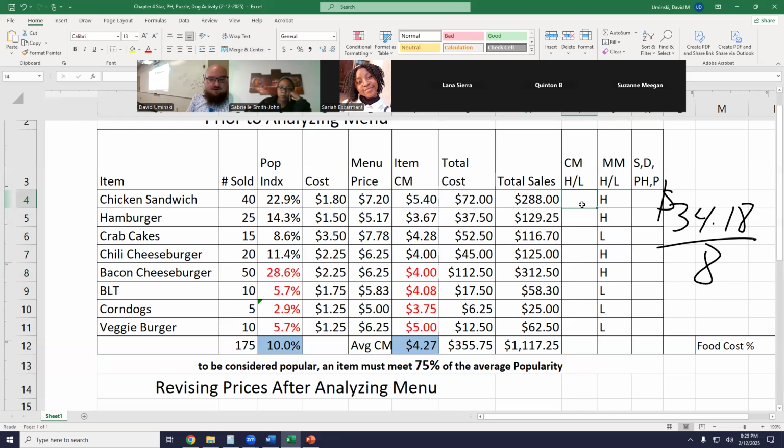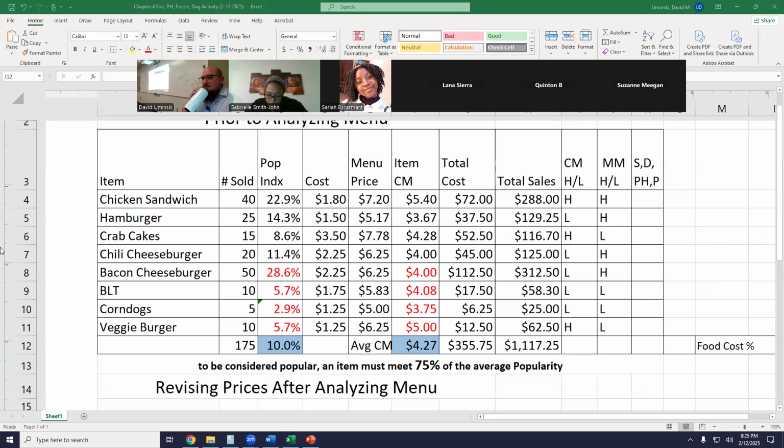Is 550 higher or lower than 427? Higher. Higher, good. 367? Lower. 428? Higher by a penny. $4 is lower, 408 is lower, and $5 is higher. Okay? So now we have our highs and lows. I'll give you a moment to get caught up. I know I'm moving a little fast.